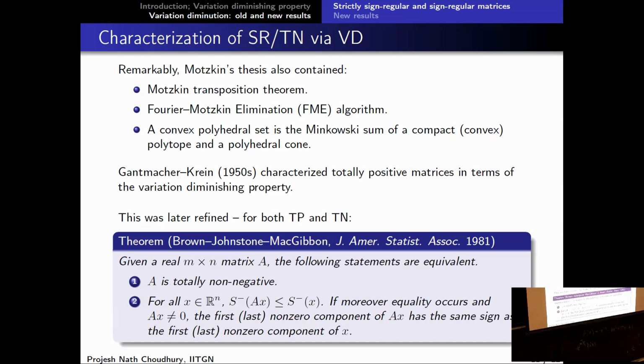So in a sense, they are able to, first of all, improve the Motzkin result, because they remove the rank conditions, and they are also able to identify the particular sign. Now the question is, can we characterize totally positive matrices or strictly sign regular matrices using variation?